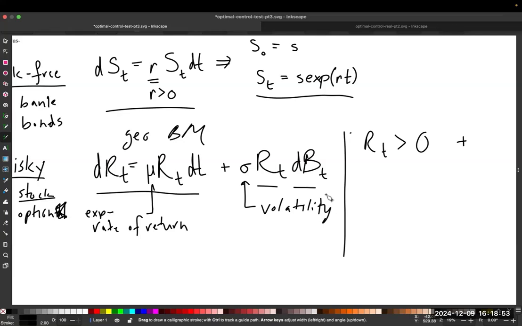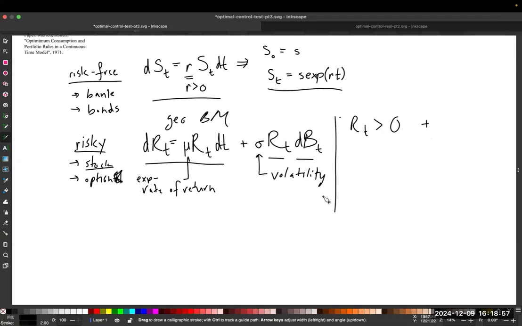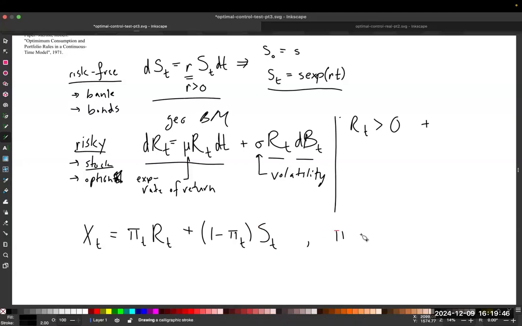Okay, so these are the models we're going to be talking about today, and in particular, we're just going to look at the case where we have one risk-free investment at our disposal and one risky investment at our disposal, and we can combine both of these processes into a single wealth process. So we're going to talk about the wealth process, which I'm going to denote by X_t, which is going to be some fraction pi_t times our risky asset. So this pi_t is going to be the amount that we have invested in the risky asset, plus 1 minus pi_t times our risk-free asset, S_t. And of course, pi_t is going to be in the interval 0 to 1.